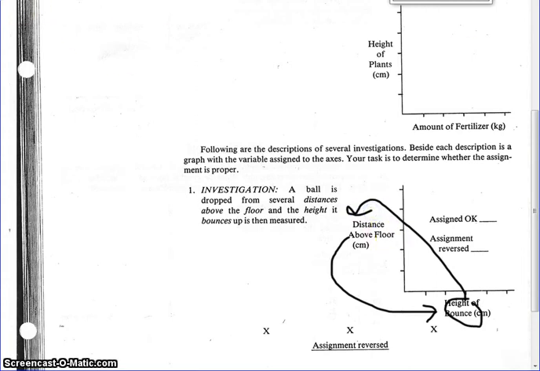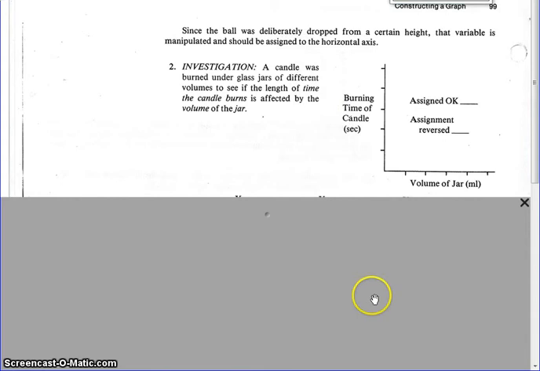Let's go ahead and look at our next example. Alright, here's our next example. A candle was burned under glass jars of different volumes to see if the length of time the candle burns is affected by the volume of the jar. So they are saying right here the independent variable is the volume of the jar. The dependent variable is the burning time of the candle. You've got approximately, let's go with 20 seconds, to determine if it's assigned okay or the assignment is reversed. Go.